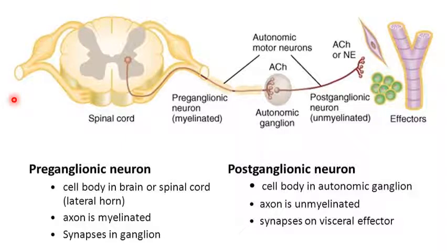A final point of difference between preganglionic neurons and postganglionic neurons is that your preganglionic neurons have myelinated axons, so they conduct action potentials very quickly, and the postganglionic neuron does not have a myelinated axon. It's unmyelinated, so it is conducting action potentials a lot more slowly than the preganglionic can do.